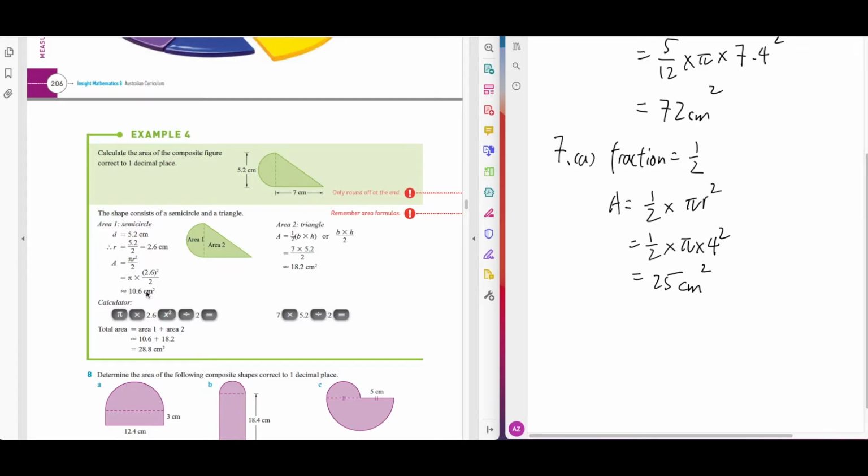So you get 10.6, because the radius is what? Remember, the radius of this circle is actually not 5.2. 5.2 is the diameter. The radius is that length there. That's how they got the 2.6, because 2.6 is half of the diameter.